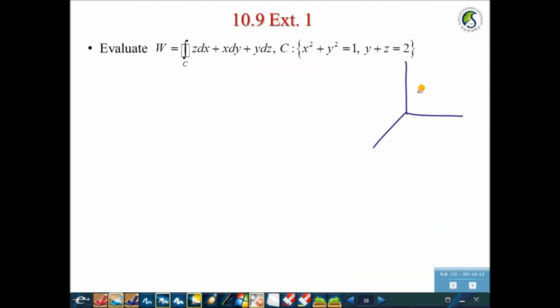This is a cylinder. I mean, not a cylinder. This is kind of slanted. So it's like, one is a circle, but this is slanted on the YZ axis. So if I draw that, I guess it's hard to draw, but let's try to draw it. Okay?